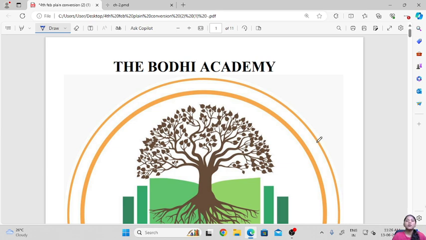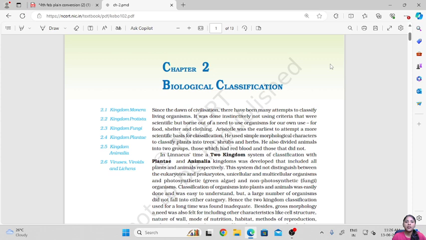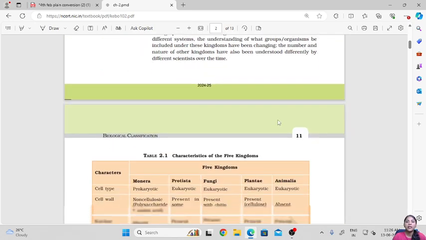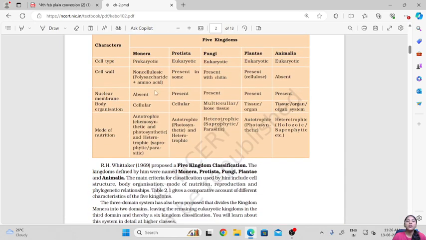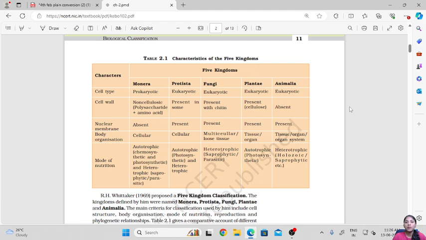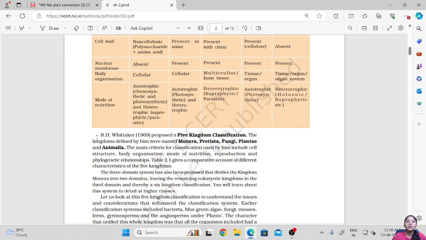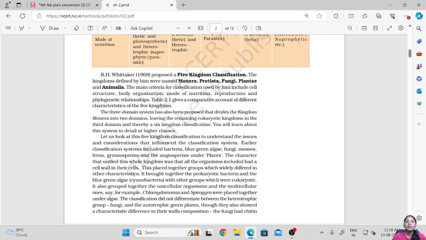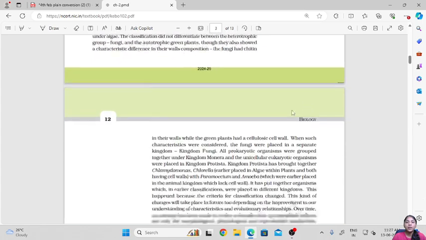In today's video, we will continue with the class 11 second chapter, that is biological classification. So in the last class, we have learnt about what is classification and why it is important. Then we have learnt about the 5 kingdom classification, which was given by R.H. Whittaker. Then the 5 kingdoms were Monera, Protista, Fungi, Plantae and Animalia.